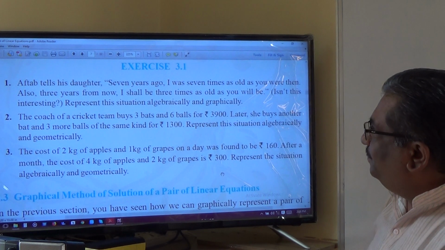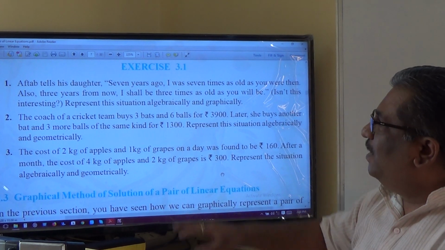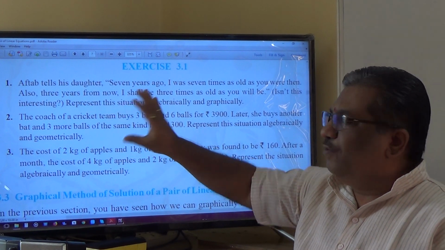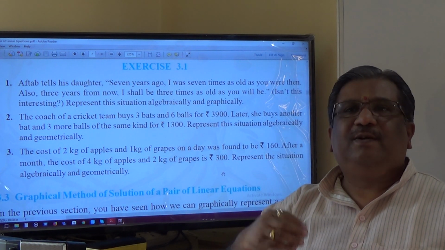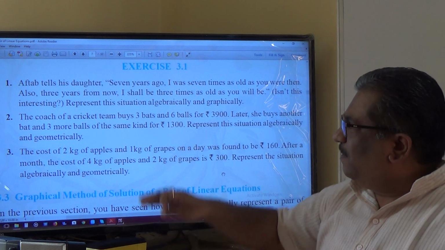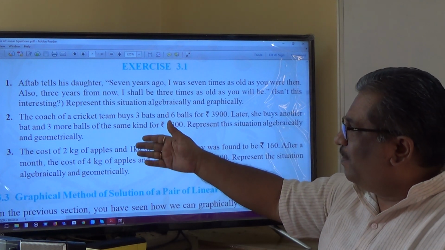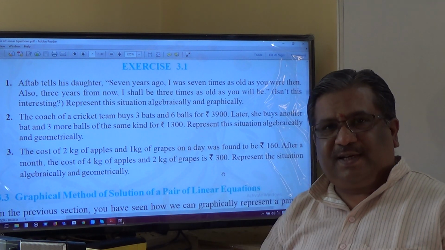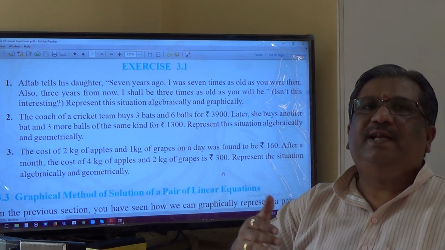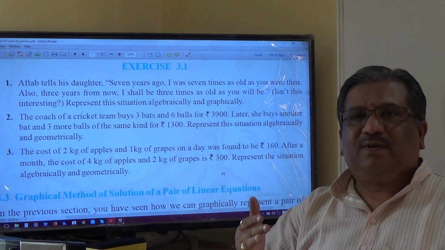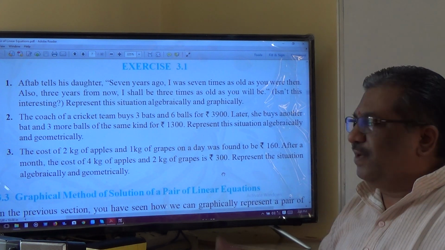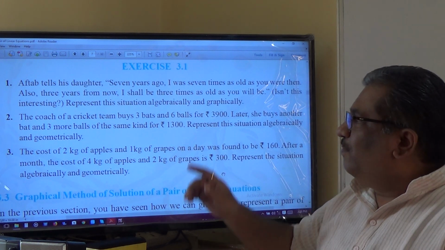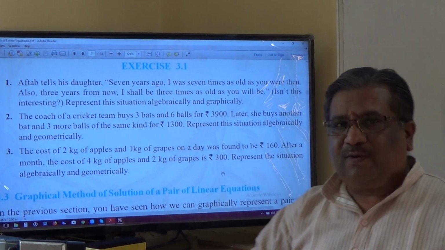Remember students, generally the variables that need to be assigned depend upon the way the question is asked. Here of course the question is only the algebraic and geometrical representation, but in further classes generally the variables are assigned based on the way the question is asked. Anyway, that I'll discuss when I solve exercise 3.2. For the time being, you can note down all these things.